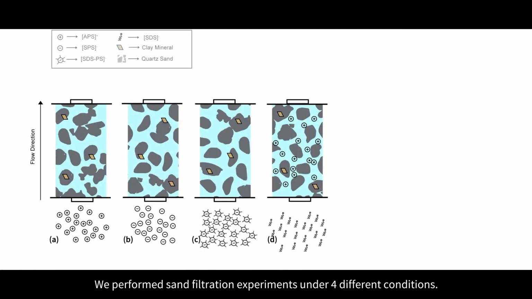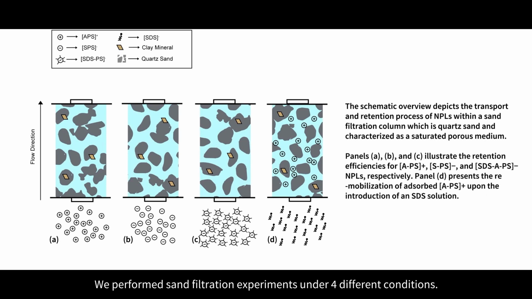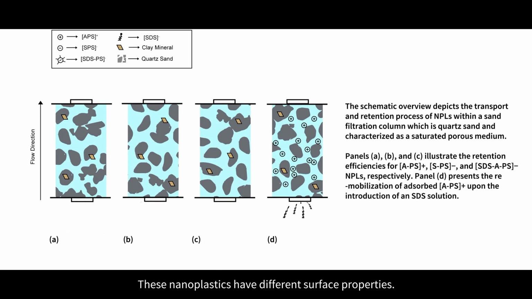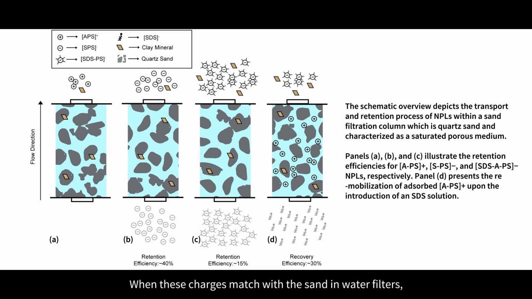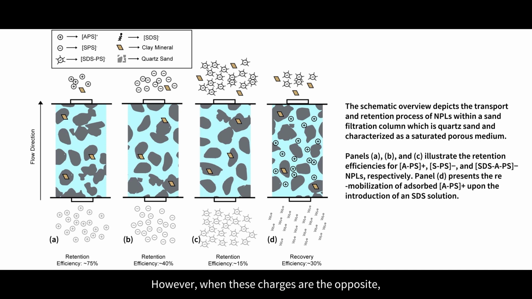Results. We performed sand filtration experiments under 4 different conditions. These nanoplastics have different surface properties. When these charges match with the sand in water filters, the nanoplastics move through more easily. However, when these charges are the opposite, the filters hold on to them better.